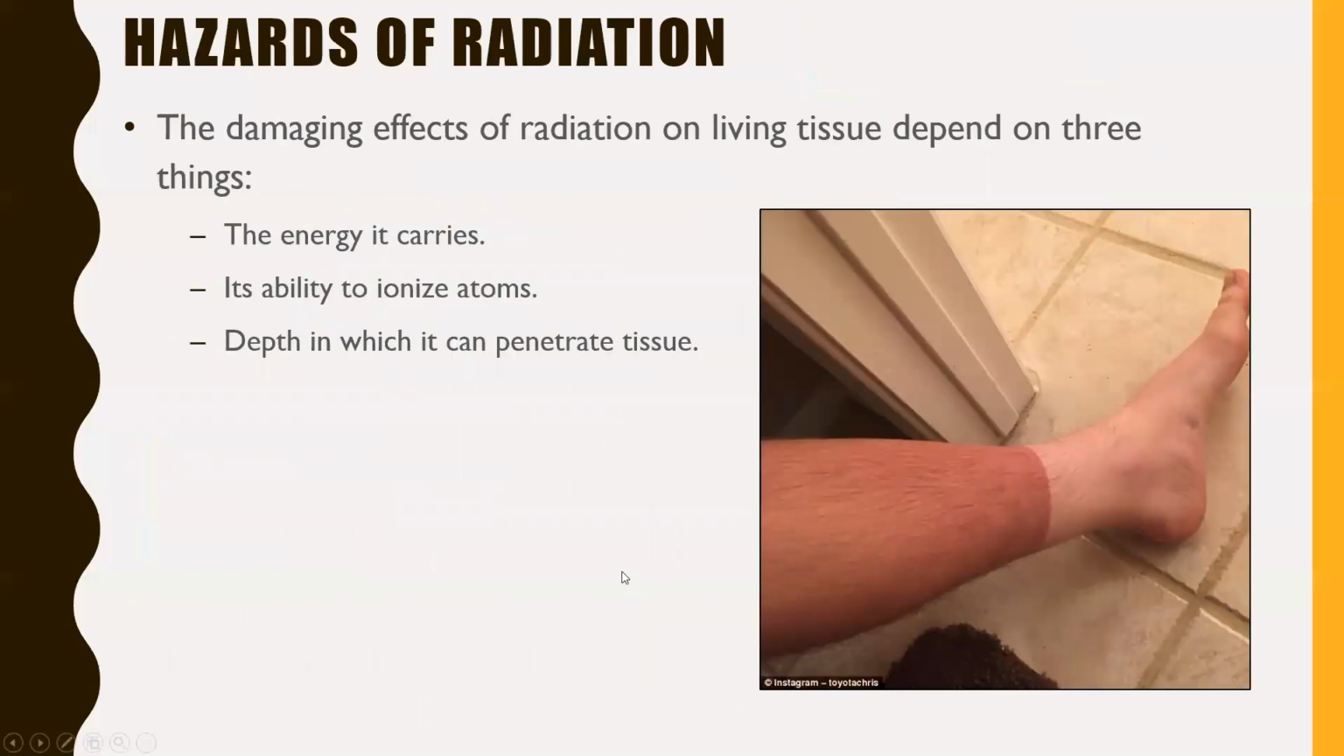So the damaging effects of radiation on living tissue depend on three things: the energy it carries, the ability to ionize atoms, and the depth to which it can penetrate tissue. So higher energy, of course, is going to be bad. Clearly being bombarded by gamma rays or X-rays is going to be a really bad time. Even ultraviolet rays, hence why sunburns are a thing. Ultraviolet rays can be damaging after long periods of time.